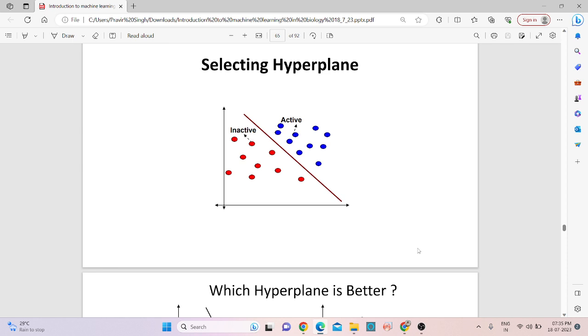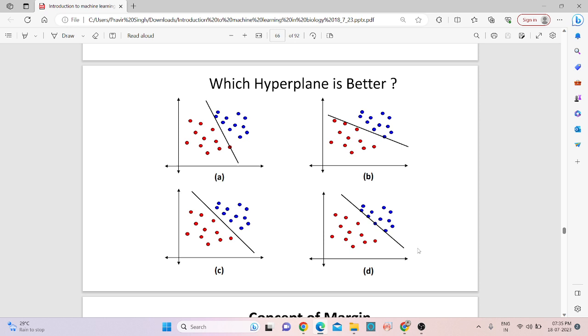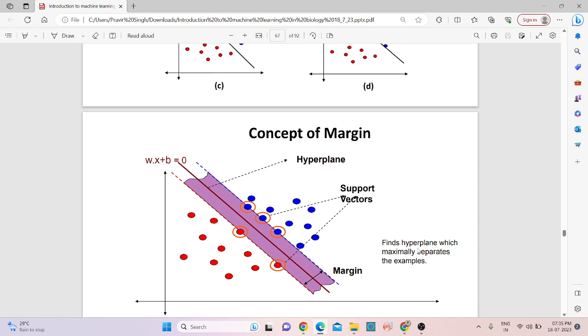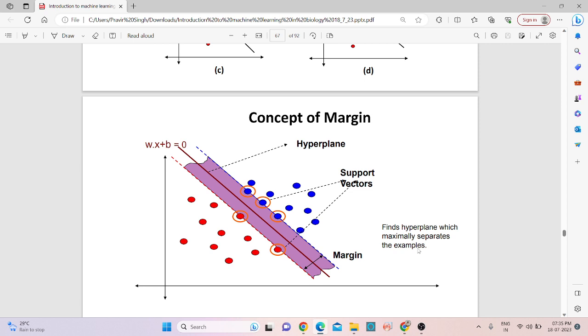Now, given a set of examples, which hyperplane is better? All of them give 100% accuracy. Which is better? What SVM does is find a hyperplane which maximally separates the data into two different groups, meaning it maximizes the margin. Margin is nothing but the distance between the closest examples belonging to two different classes. We can have different lines which separate the data, but the distance between the classes is less. When the margin is maximized, we can make some allowance for error.